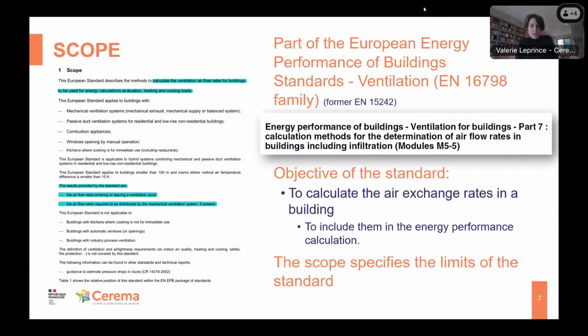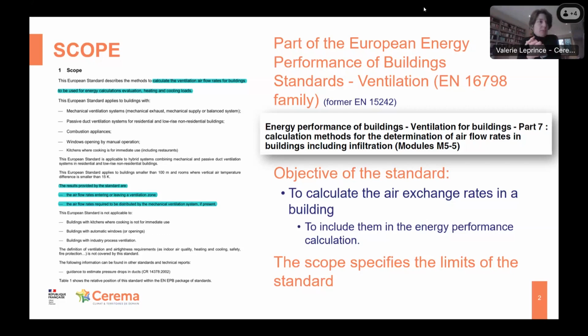What you need to know about it is that during the last revision of the EPBD, the European Energy Performance of Buildings Directive, there was a requirement for standardization to develop a full set of standards to explain how to calculate the energy performance of buildings. When it comes to ventilation, this full set of standards is called the EN 16798 family. So we've got multiple EN 16798 standards.